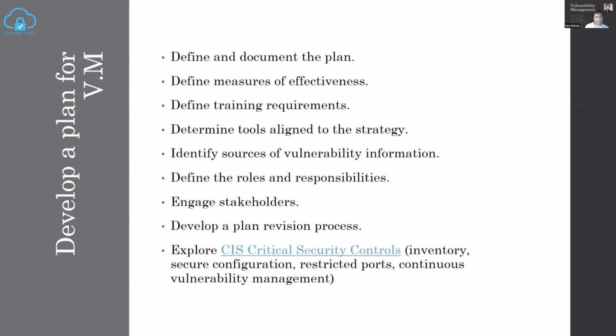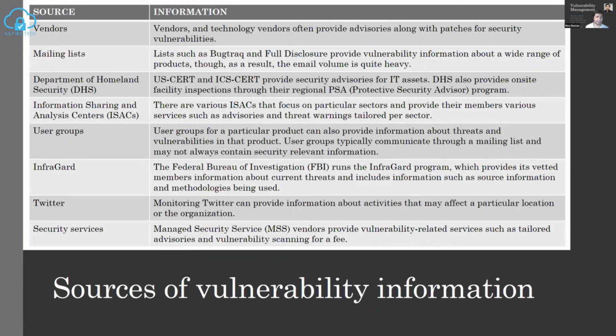And after you develop the plan, obviously everything can be improved, just like everything in life. There's always a better way of doing things. So periodically, you want to review this whole process and see what you can do better. Additionally, you want to read up on the CIS Critical Security Controls. There's high emphasis on inventory and asset management, and then secure configuration. Once you have your assets, are they well configured? Restricting ports and continuously checking for vulnerabilities.